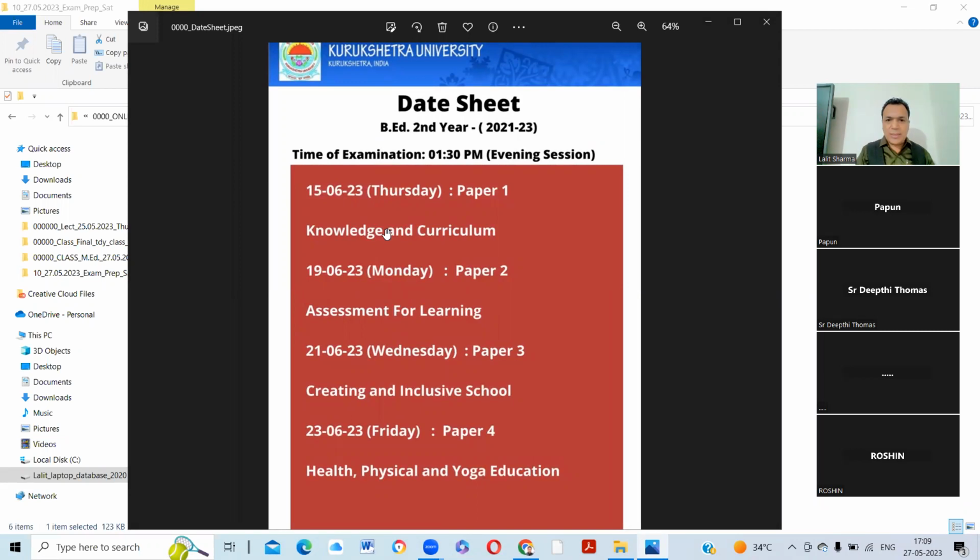Exams are starting from 15th of June. The first paper is knowledge and curriculum on 15th, then on 19th assessment for learning, then creating an inclusive school on 21st, and on 23rd health, physical and yoga education. Okay, guys, I think you have got it. So exams are starting from 15th and finishing on 23rd.